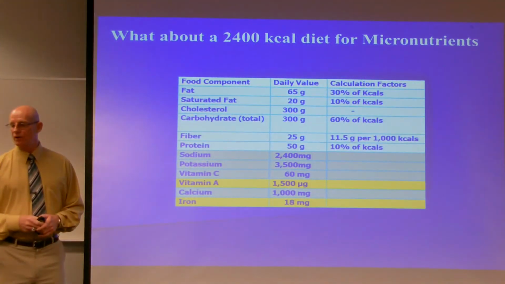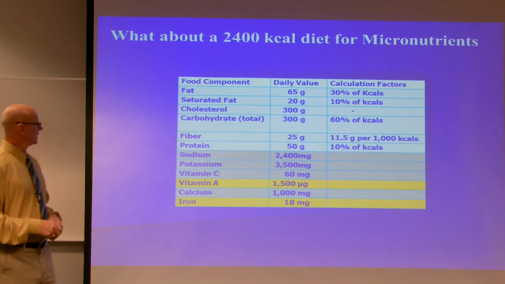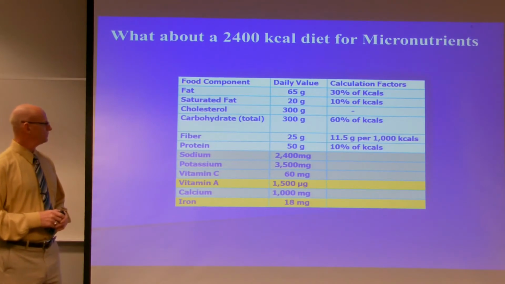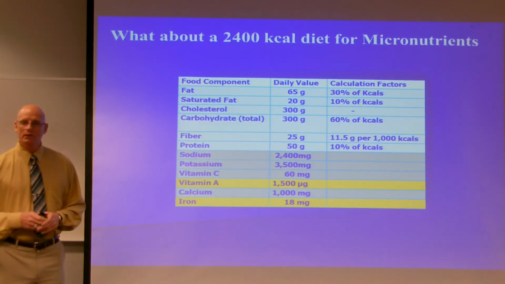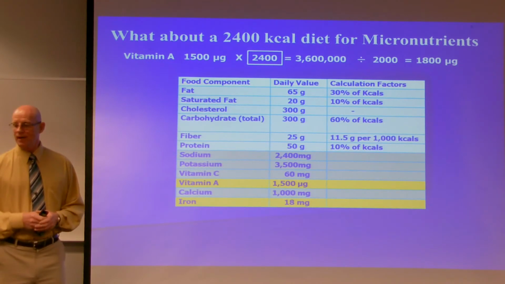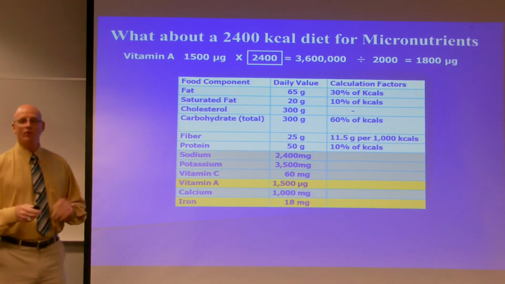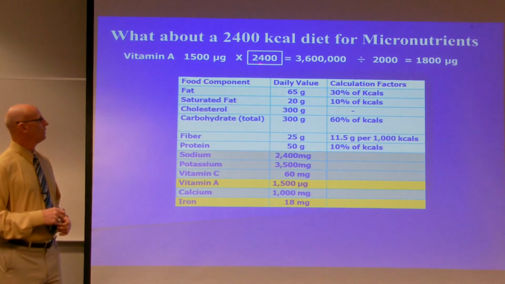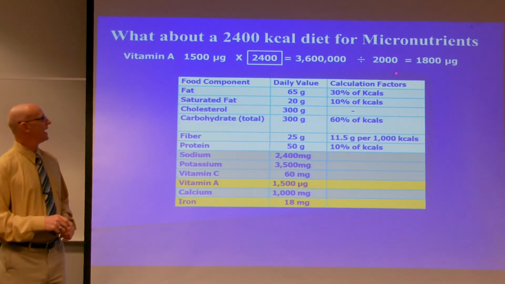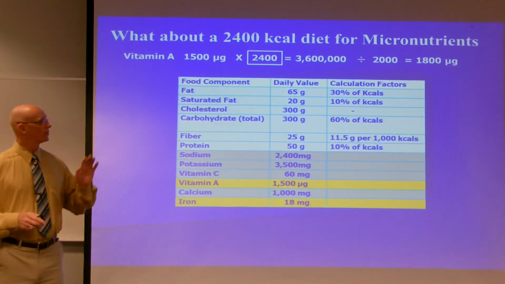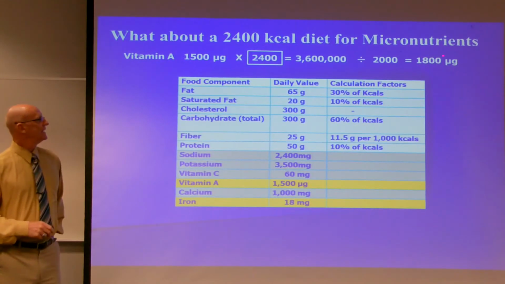So what about a 2,400 kilocalorie diet for micronutrients? Here again, we're going to look at vitamin A, and we're going to look at iron. How would you calculate the amounts you'll get on one serving? So for example, if vitamin A is 1,500 micrograms and you're on a 2,400 kilocalorie diet, you simply multiply the 1,500 times the 24, and you get this big number. You can eliminate some of the zeros, and you then divide that by the 2,000 kilocalorie percent daily values that they're recommending it by, and you'll get 1,800.